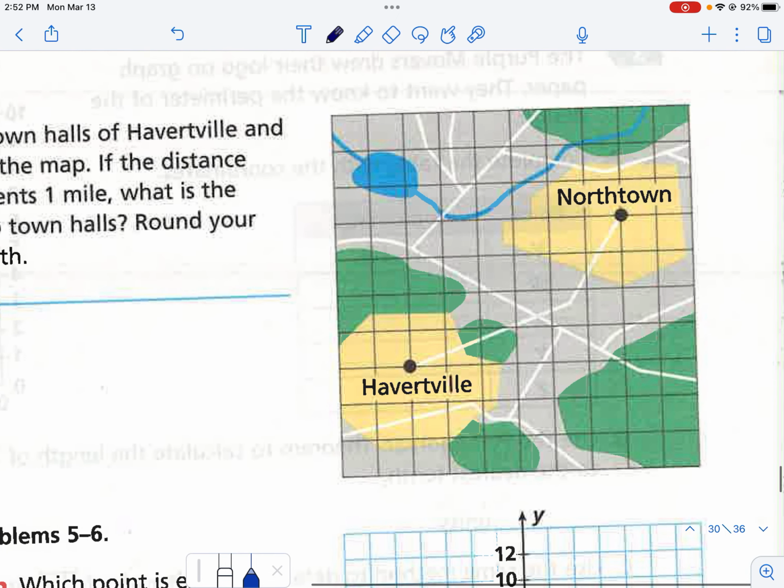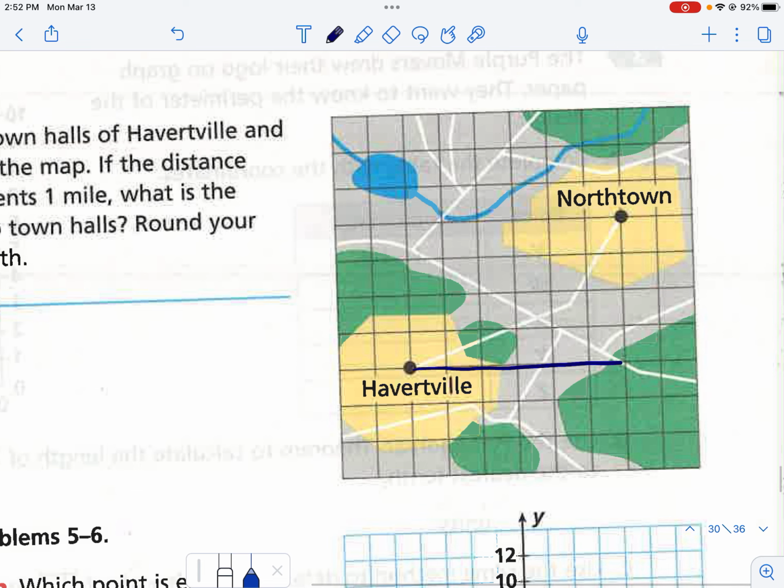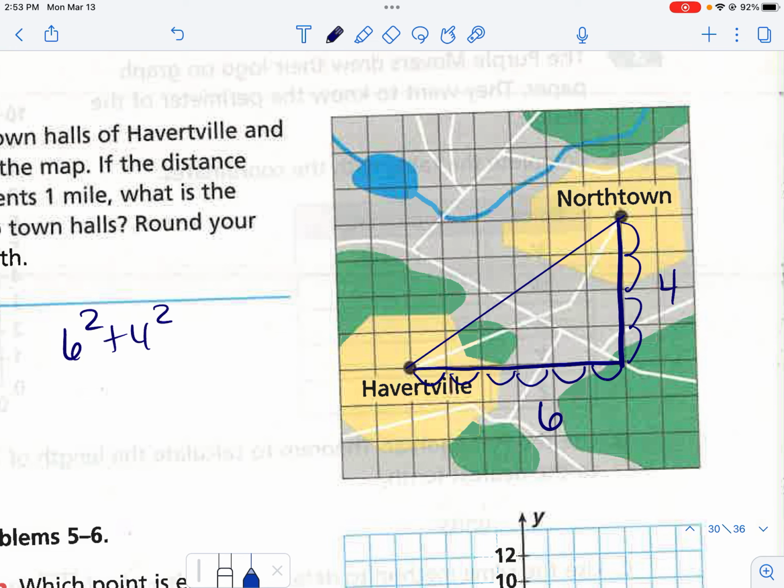Okay, so I'm going to draw this over. And each grid is 1. So I go over 1, 2, 3, 4, 5, 6. I go 1, 2, 3, 4. So 6 squared plus 4 squared equals c squared. So 36 plus 16 equals c squared. That's 52 is equal to c squared.